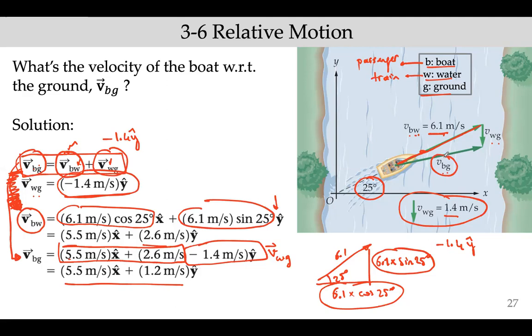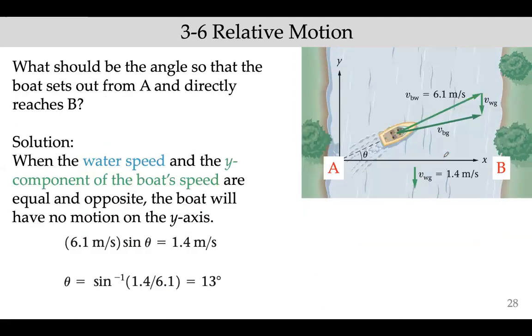Okay, let's think about the case where the angle is not given, and in fact, the question asks you what the angle is. So let's go to the next slide. In this case, the angle is not given. So the question is, what should be the angle so that the boat sets out from A and directly reaches B? So what I want is the boat starts from here and it still aims at some angle in this direction. I don't know what that angle is. We're going to calculate it.